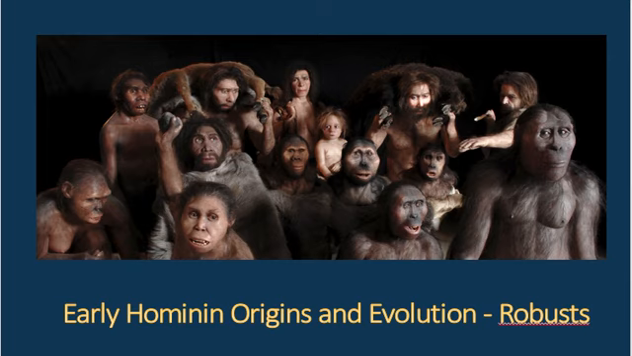So the last lecture had some information about the gracile australopiths. This is basically a separate category of members of the same genus, the Australopithecus genus. The robusts have some different anatomy and some different adaptations, so we'll talk a little bit about what makes a robust Australopith robust.